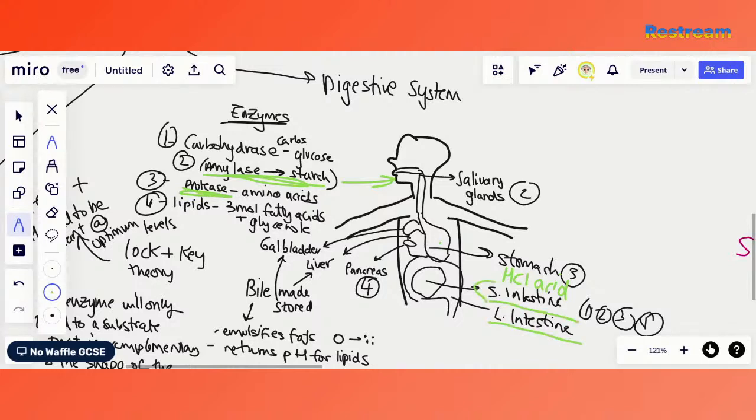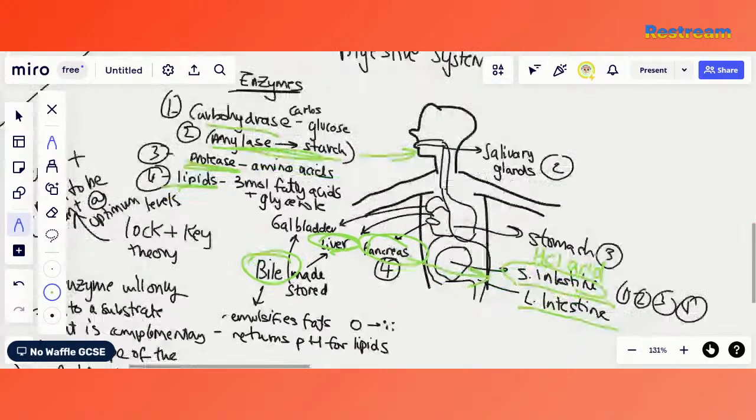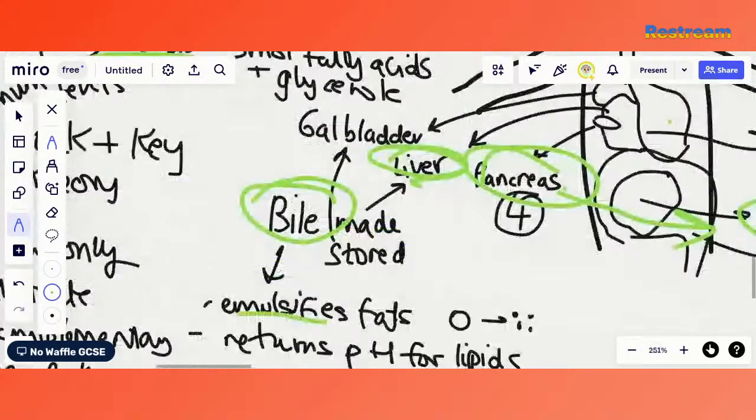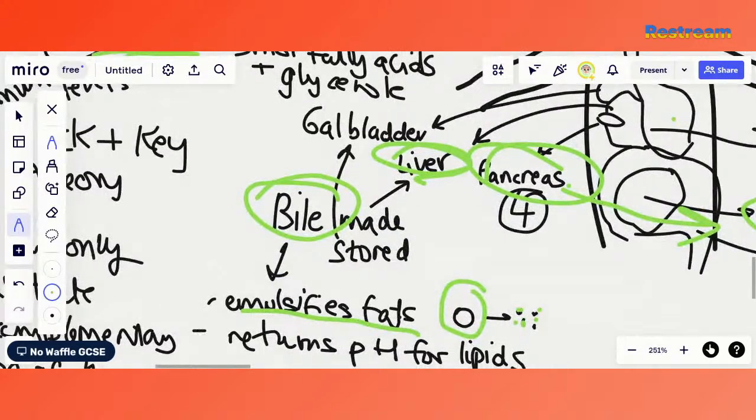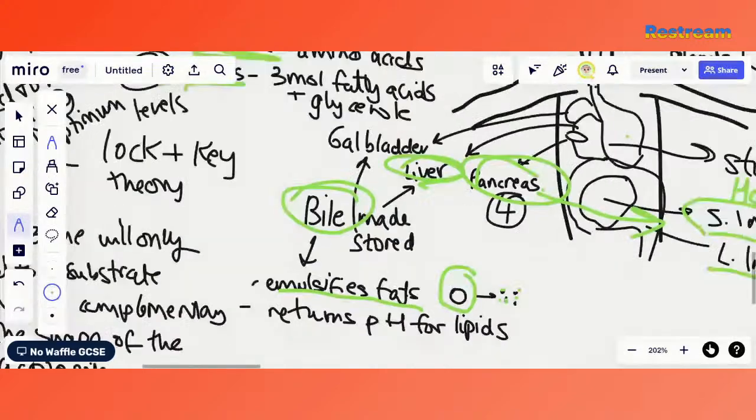And in the small intestine is where all the enzymes start to work. So you also see carbohydrates and lipids. Lipids come in from the pancreas. The enzyme lipase is made in the pancreas. And then we have bile. Bile is not an enzyme. Bile is just a liquid that emulsifies fats, which just means converts it from large droplets to small individual droplets. And it's made in the liver, stored in the gallbladder, and also maintains optimum pH. Now, that brings us on to more about enzymes.